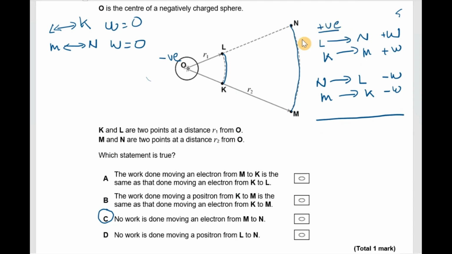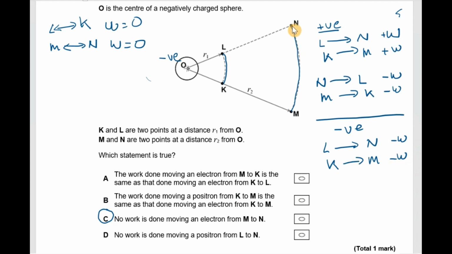Let's think now what's going to happen if I have a negative charge and I want to move it from L to N. Negative charge, if I want to move it from L to N, the negative charge is going to be repelled by this negatively charged sphere here. So moving it from L to N, I won't have to do any work myself. Work will be done on it by this negatively charged sphere. And that's again exactly the same as if I move it from K to M.